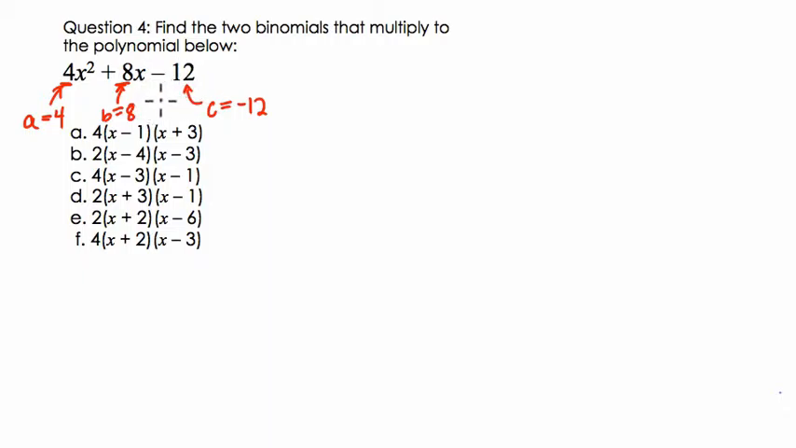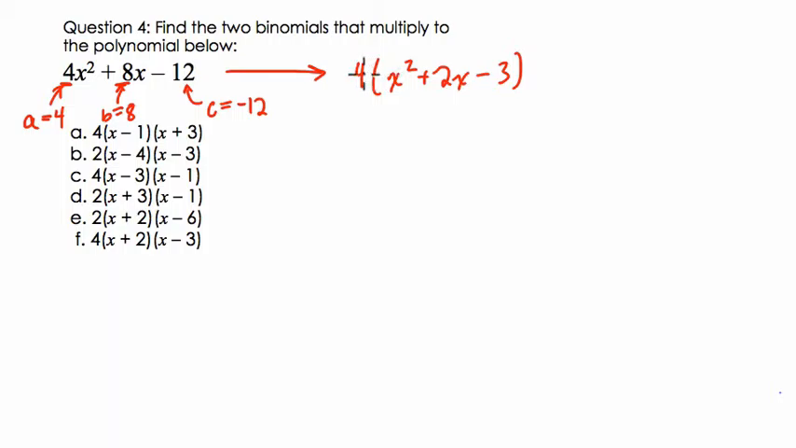What do I notice? Well, I notice that 8 and negative 12 can be thought of as multiples of 4, right? At least negative 12 is a negative multiple, I guess. What does that mean? That means that I can factor out 4 to simplify this. So I can say 4 times x squared plus 2x minus 3 is equivalent. How do I know that?